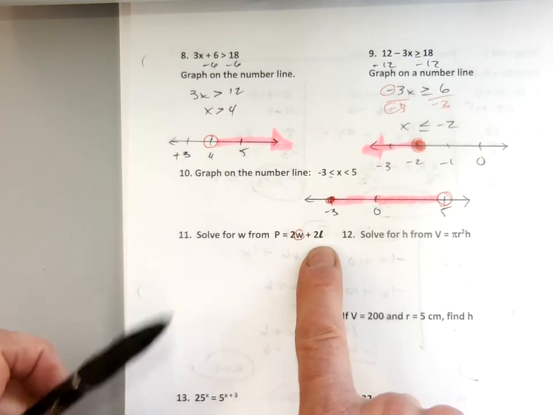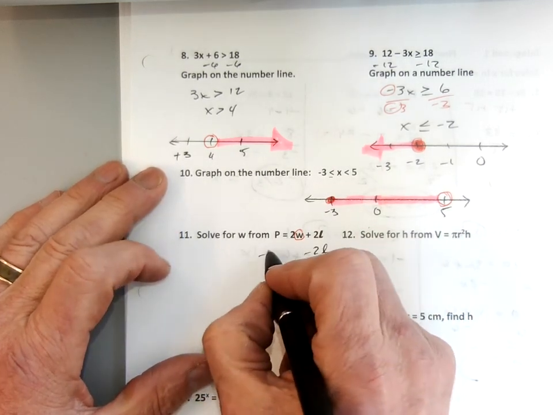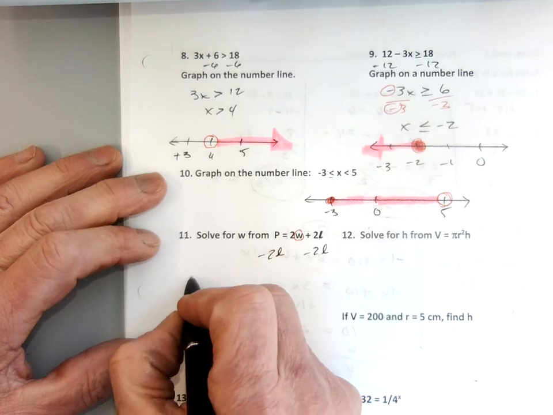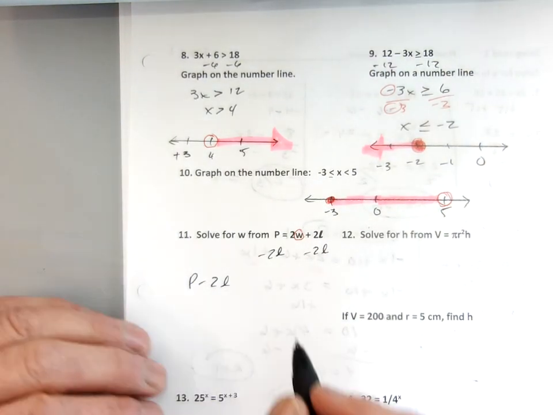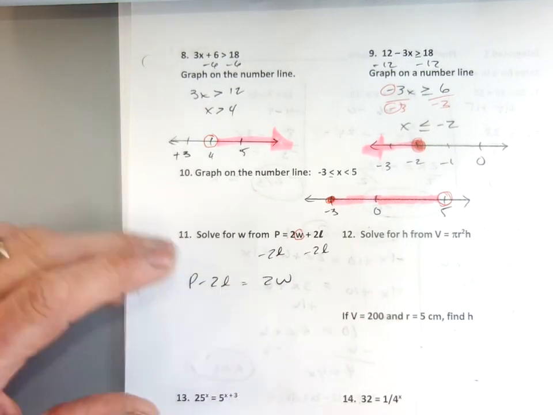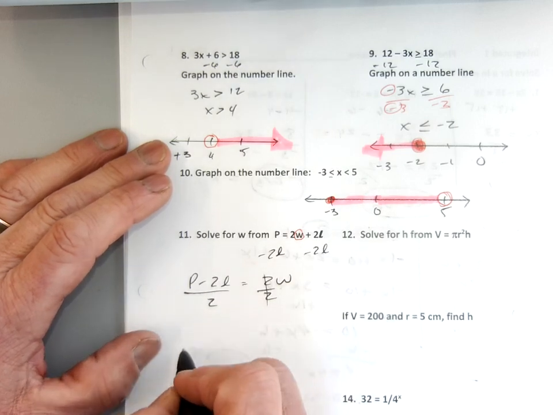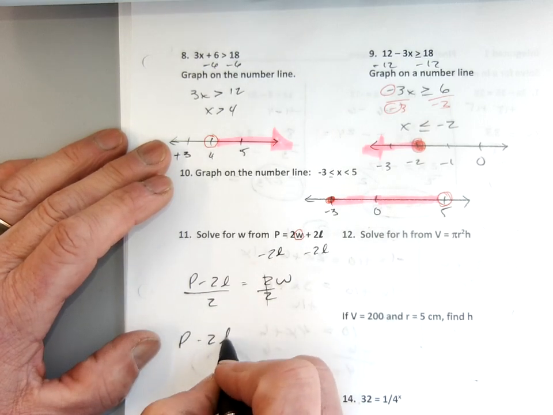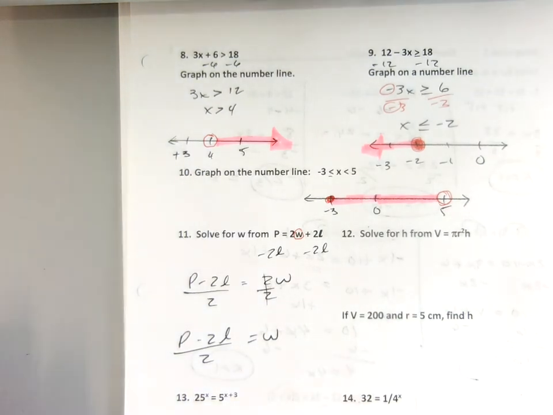So I'm going to go minus 2l, minus 2l. I have P minus 2l. I can't subtract them. P is a P and l is an l, so you can't subtract, so just leave it that way. Equals 2w. I'm still trying to solve for w. Divide by 2 to cancel out the 2. Divide by 2, and I'll have P minus 2l over 2 equals w. Okay, that's my answer. I solved for w.